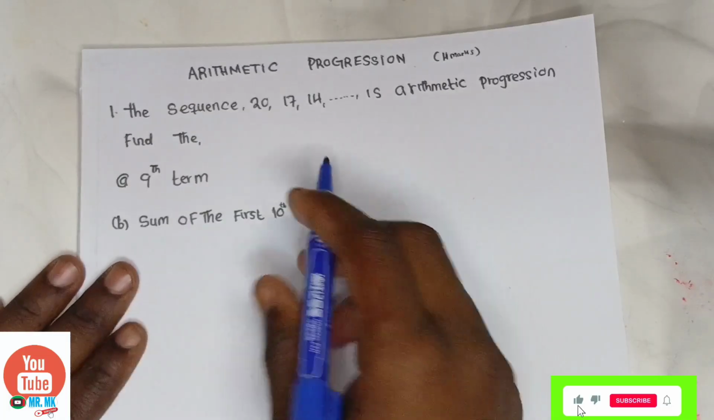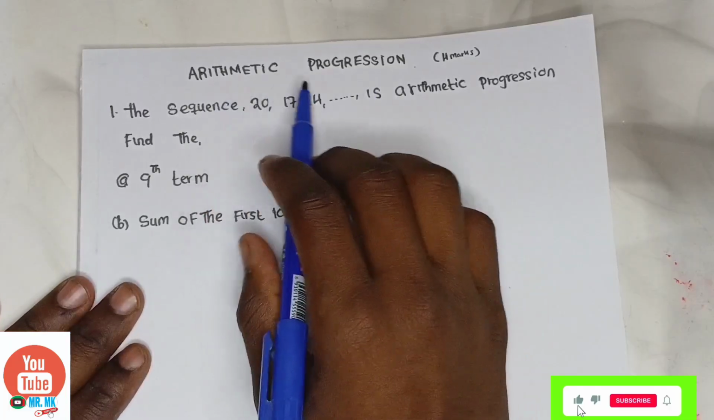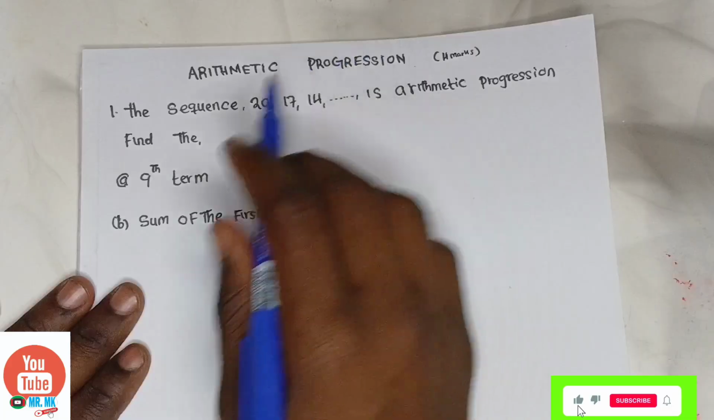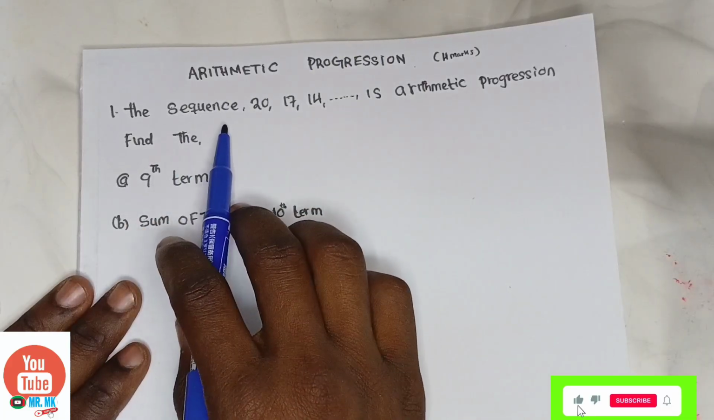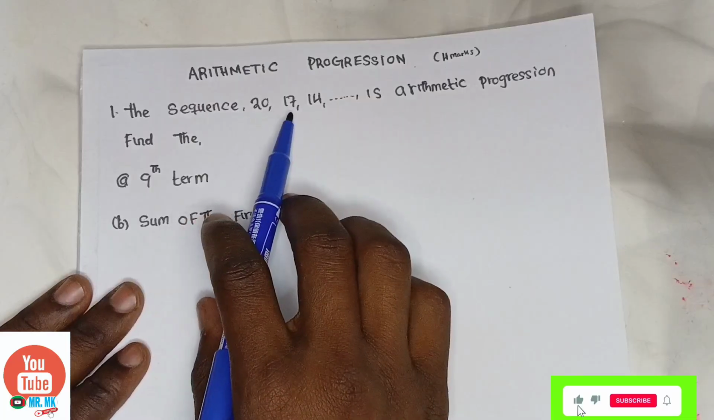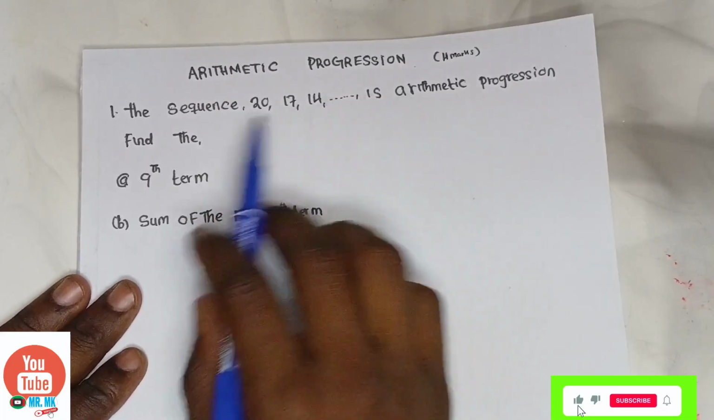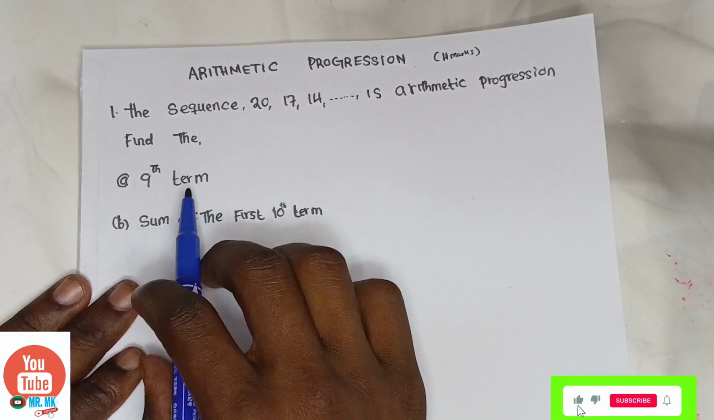Our lesson for today is arithmetic progressions. This carries 4 marks. Let's do this question together now. The sequence 20, 17, 14 is an arithmetic progression. A. Find the 9th term.